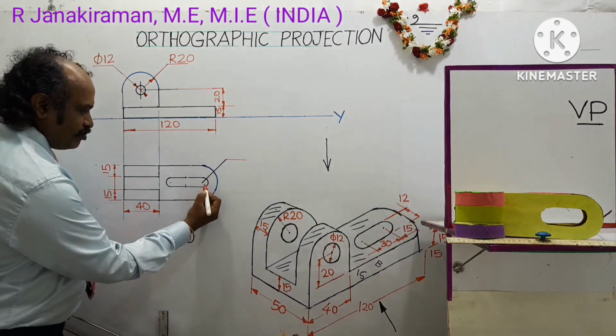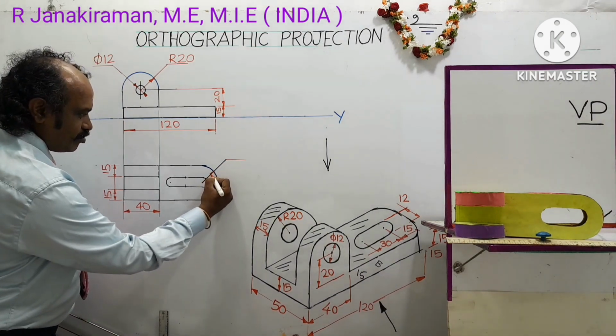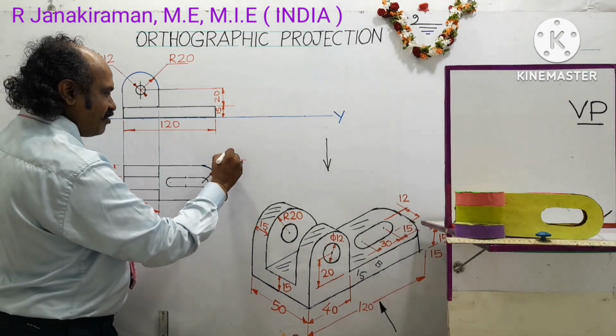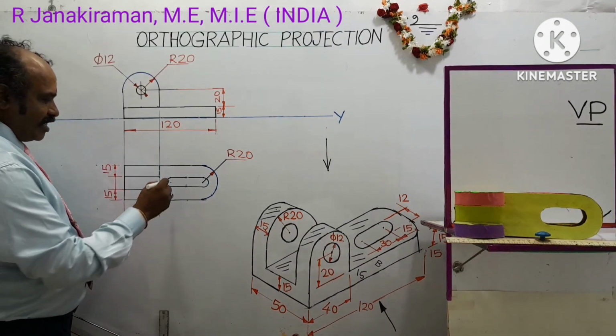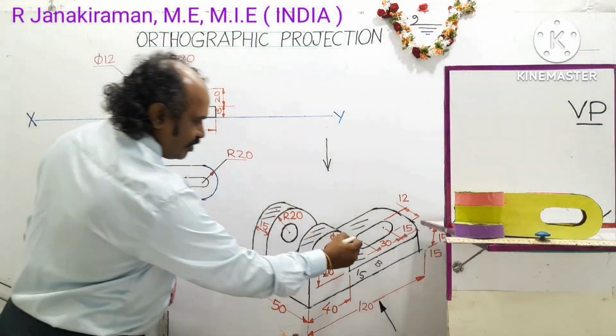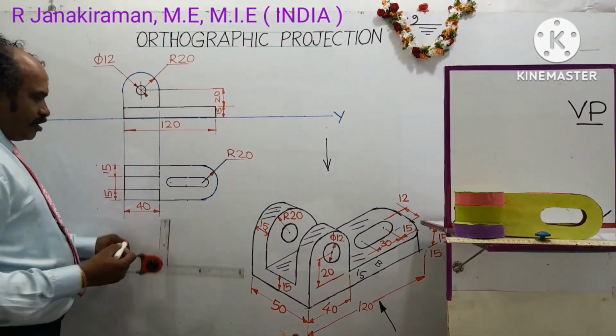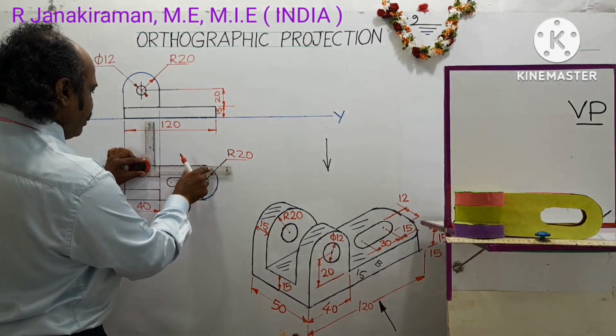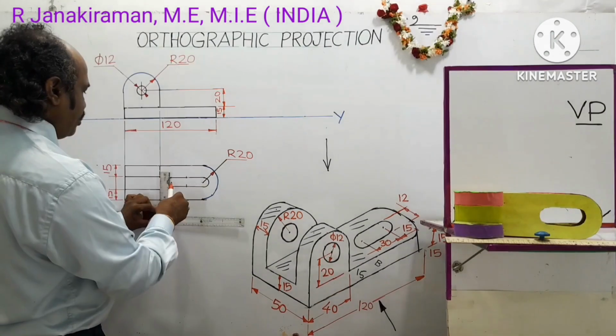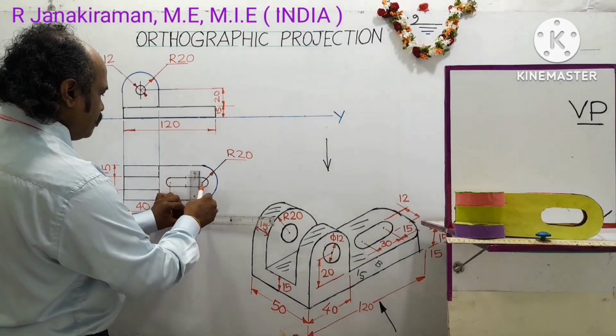Okay. So from this point to this point is radius, so I use notation R. R stands for radius, R20. Okay. So next, the center to center distance is given in the diagram as 30 mm. You dimension it using the dimension line by providing two extension lines on both the ends of this given point.